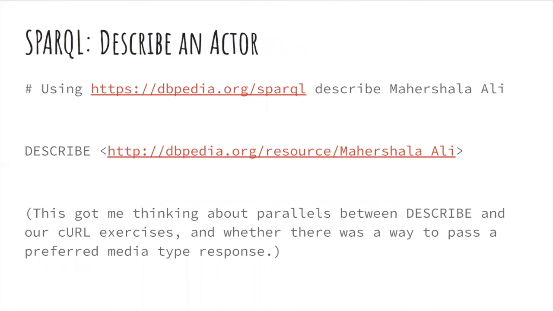And from here, now that we have known URIs for particular examples of actors, we can use the describe feature in SPARQL and bring back a description of, in this case, Mahershala Ali, similar to our curl example in the curl module. You'll notice that there's some parallels here between describe in SPARQL and curl requests for descriptions of a particular entity.